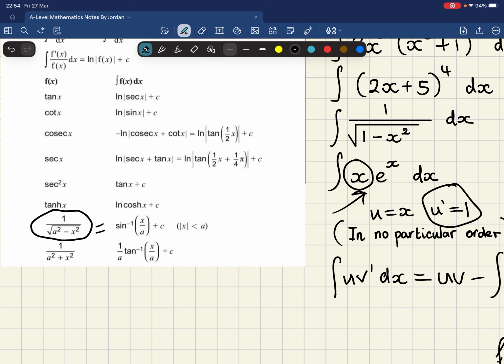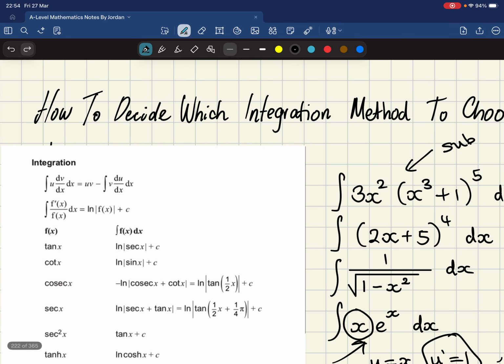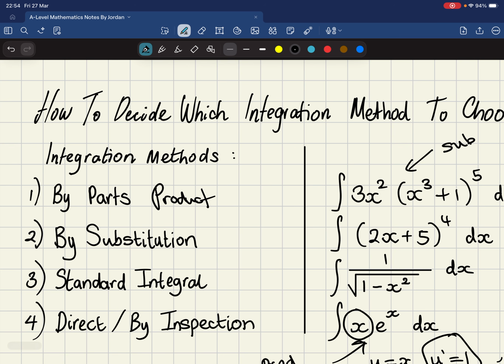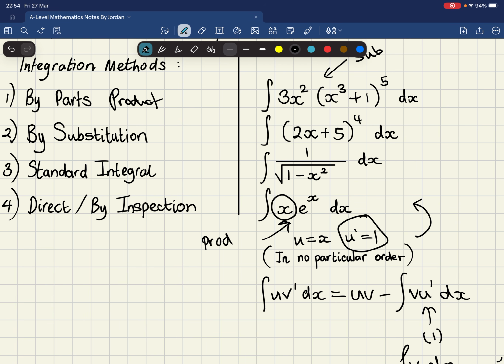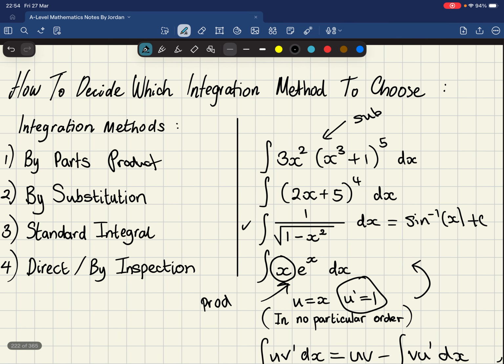standard integral. Okay, so you can just quote the result, and here a equals 1 again. So that makes it quite nice. So if a equals 1, that means it just goes to the inverse sine x plus c. So that one's pretty simple. Done straight away.